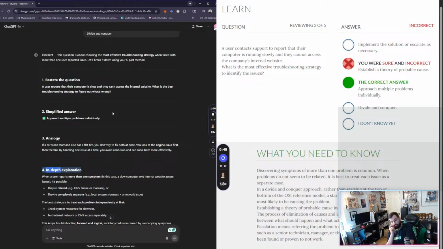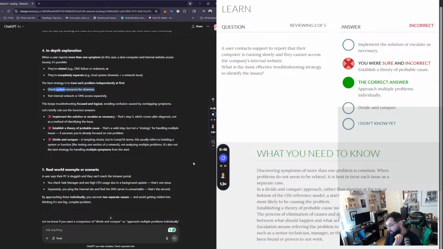4. In-depth explanation. When a user reports more than one symptom, in this case, a slow computer and internal website access issues, it's possible they're related, for example, DNS failure or malware, or they're completely separate, for example, local system slowness plus a network issue. The best strategy is to treat each problem independently at first. Check system resources for slowness. Test internal network or DNS access separately. This keeps troubleshooting focused and logical, avoiding confusion caused by overlapping symptoms.